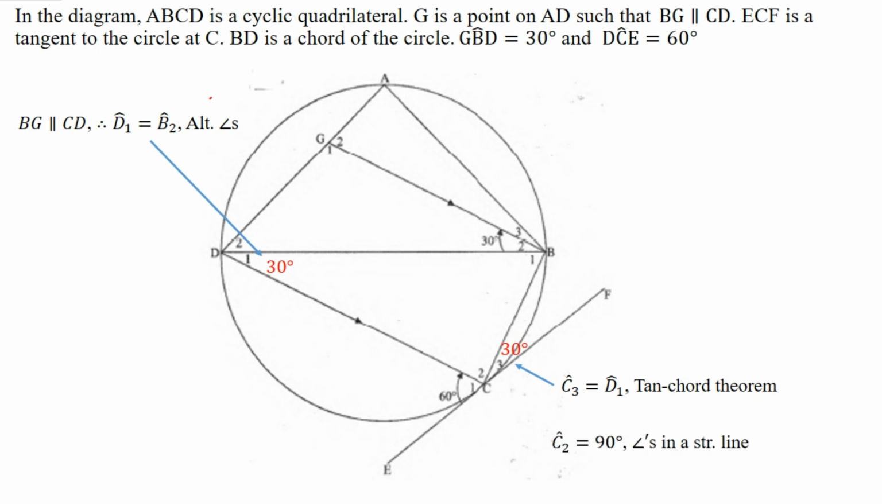So in that case, we apply the tan chord theorem, which says that the magnitude of angle C3 is 30 degrees. Looking at the angles on a straight line, C1, C2, C3, you know that the angles in a straight line add up to 180 degrees. Therefore, the magnitude of angle C2 is 90 degrees. Reason: angles in a straight line.